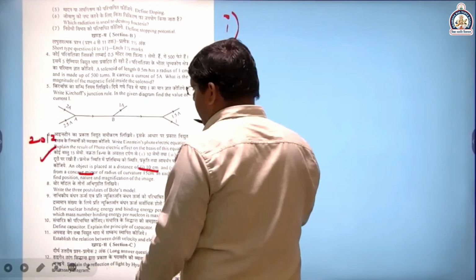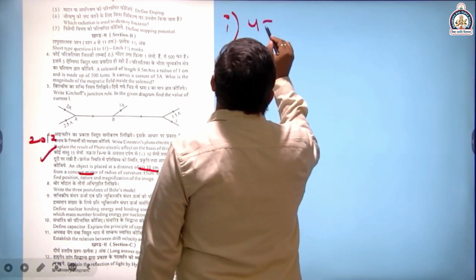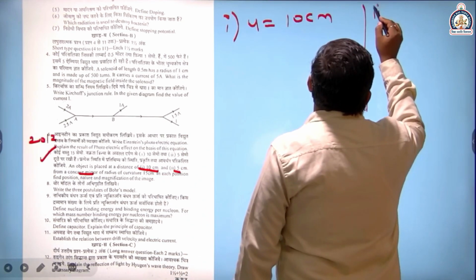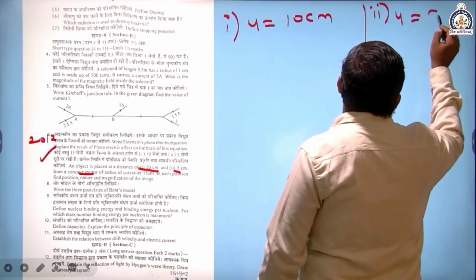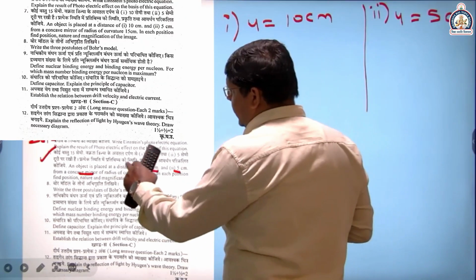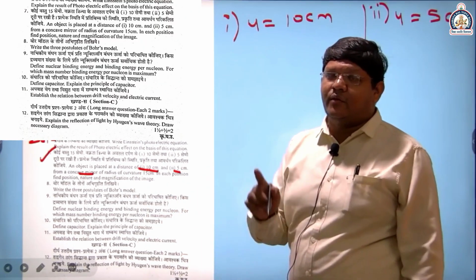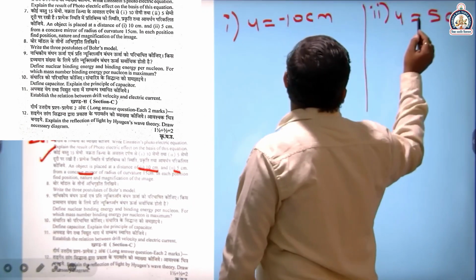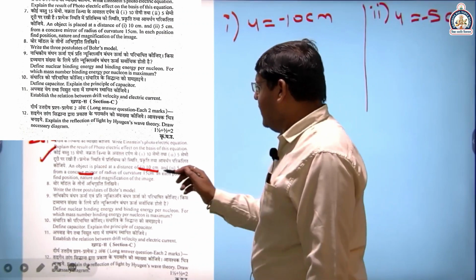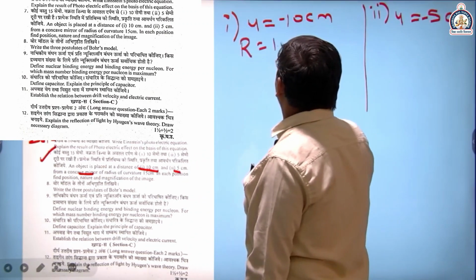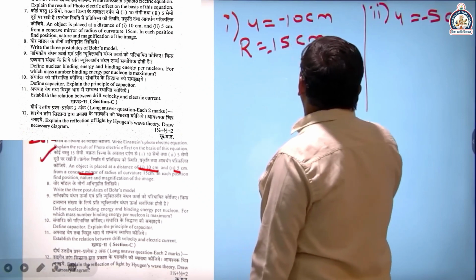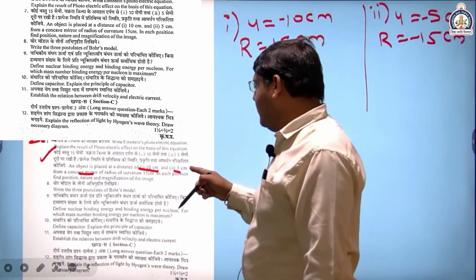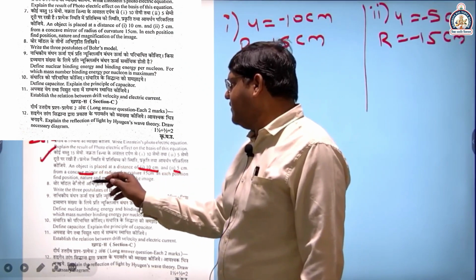First question says, suppose object distance is 10 centimeter. In the other case, the object is placed at u is equal to 5 centimeter in front of a concave mirror. For a concave mirror, we know all the values are on the left side of the mirror, so we take u negative. And the radius of curvature R is equal to 15 centimeter, that is also negative. R is equal to minus 15 centimeter. In each position, find the position, nature and magnification.